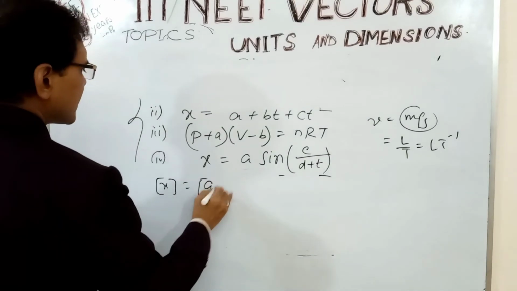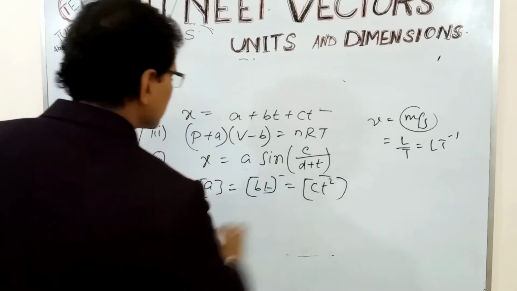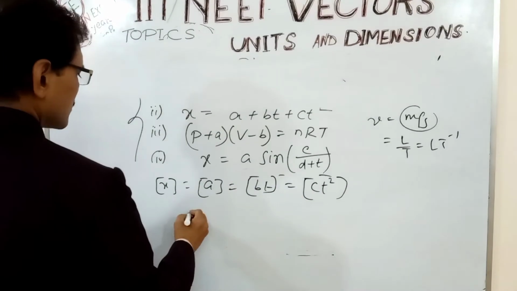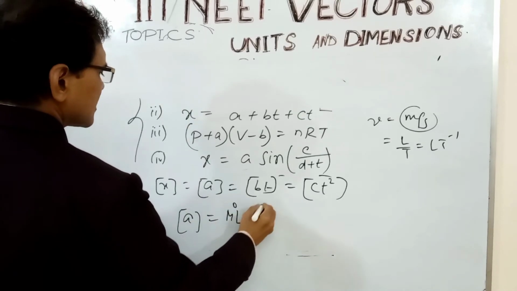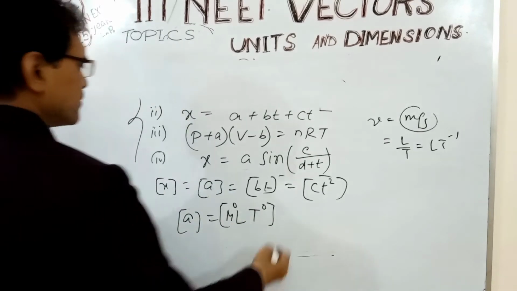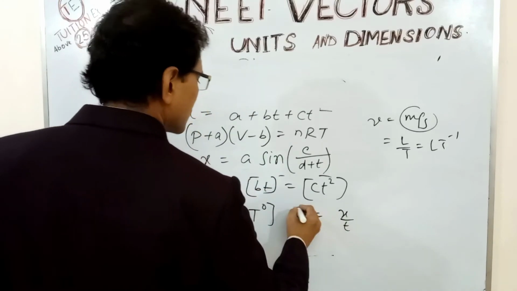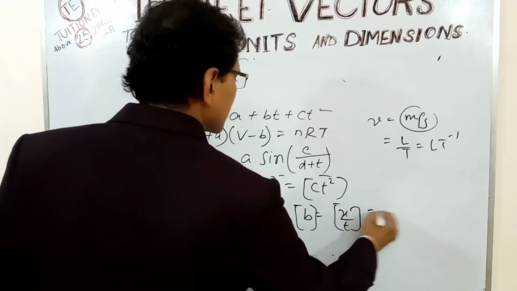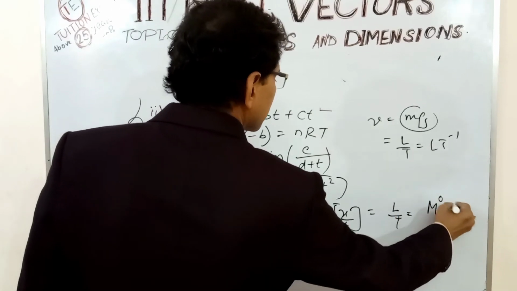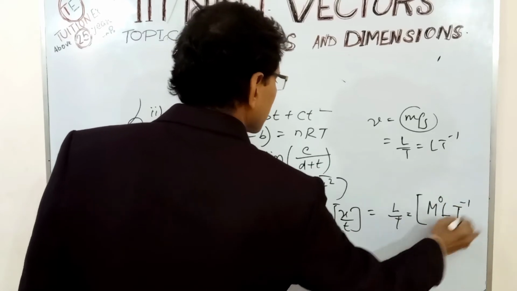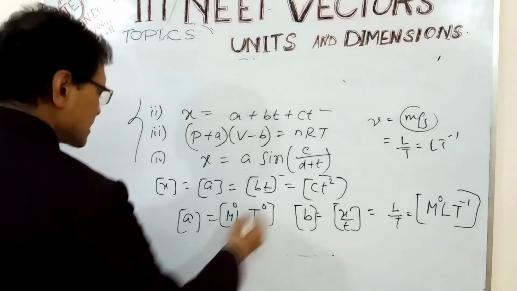Dimension of A is equal to dimension of this. This is the principle. So dimension of A will be L. This is dimension of A. dt equal to x, so b equal to x by t. So dimension of b equal to L by t, that is M0 L T minus 1. Now dimension of b, we get dimension of ct square.